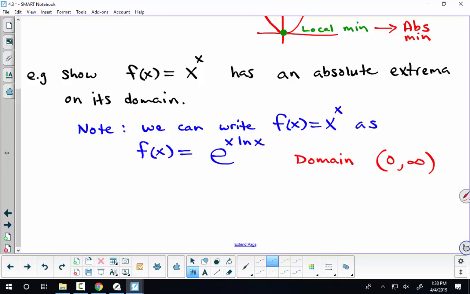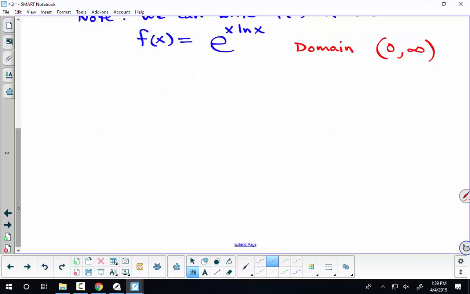Okay, so we want to show that function has an absolute extreme on its domain, which is from 0 to infinity. With functions like that, we had two options to take the derivative. We could say x to the x is e to the x ln of x, and then just use the chain rule on e to this power. Or we could use logarithmic differentiation with x to the x. So do you all have a preference? Okay, logarithmic differentiation. So we'll stick with this function here.